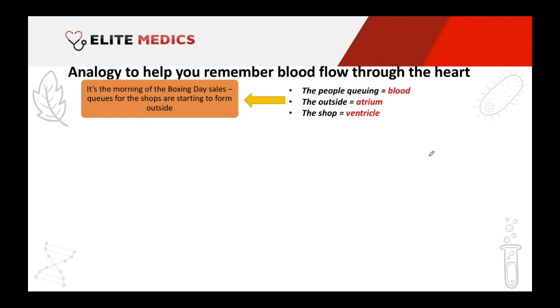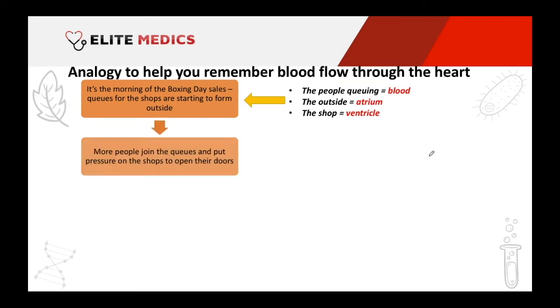So I want you to imagine that the people queuing is the blood, okay? And the outside where they're queuing is the atrium, and they want to get into the shop, okay? And the shop is the ventricle. You'll see where I'm going with this. It might sound a bit weird, but I hope it makes sense by the end.